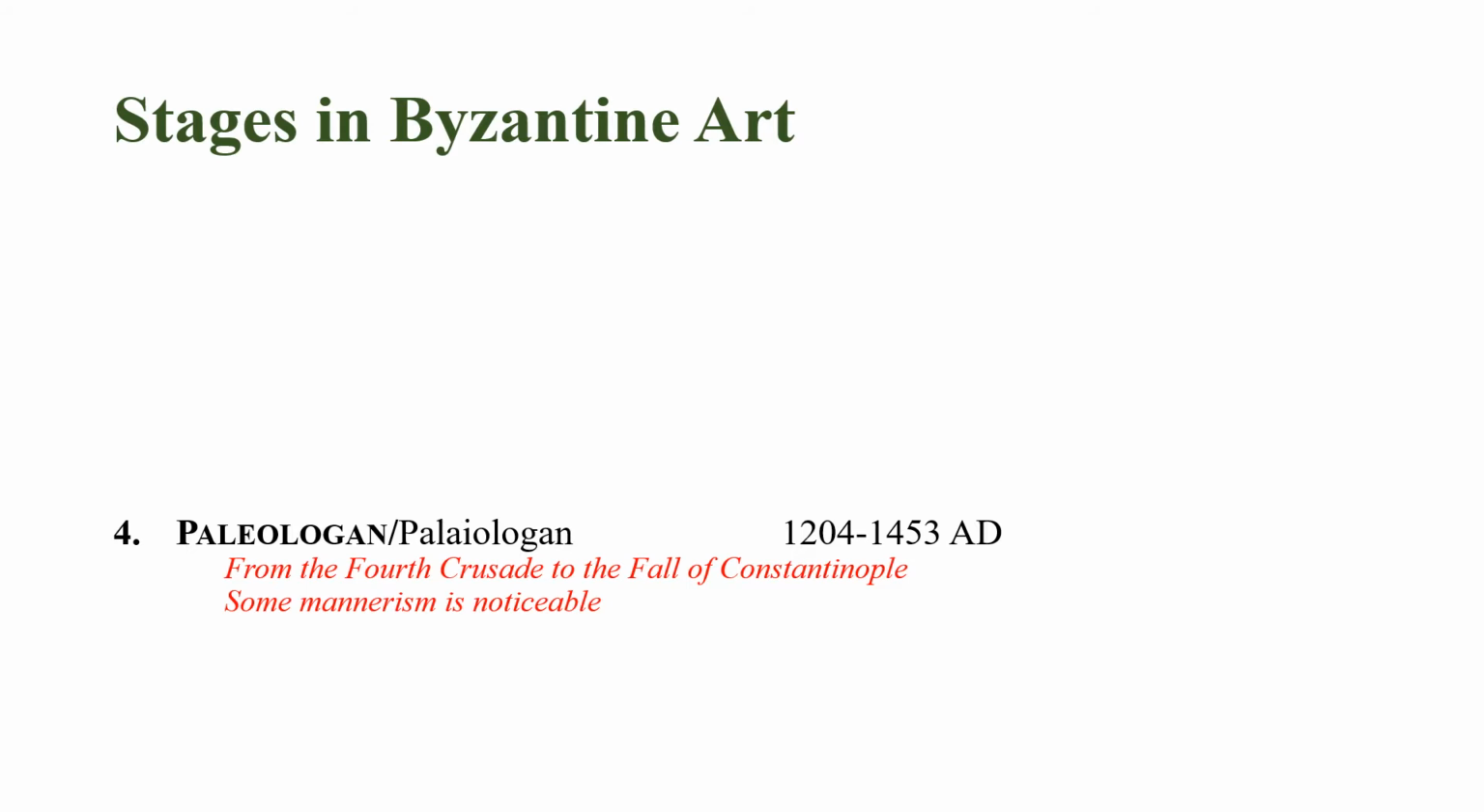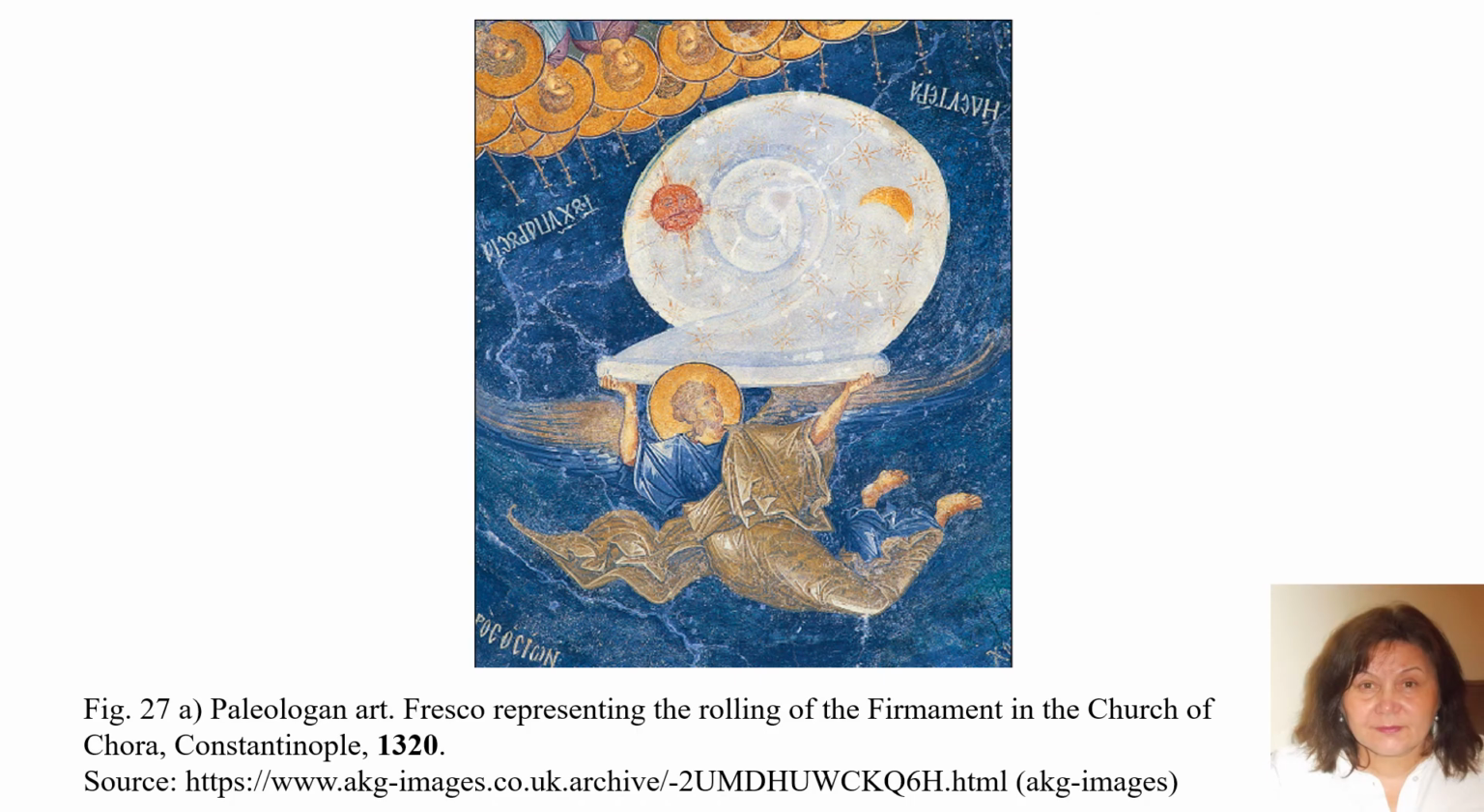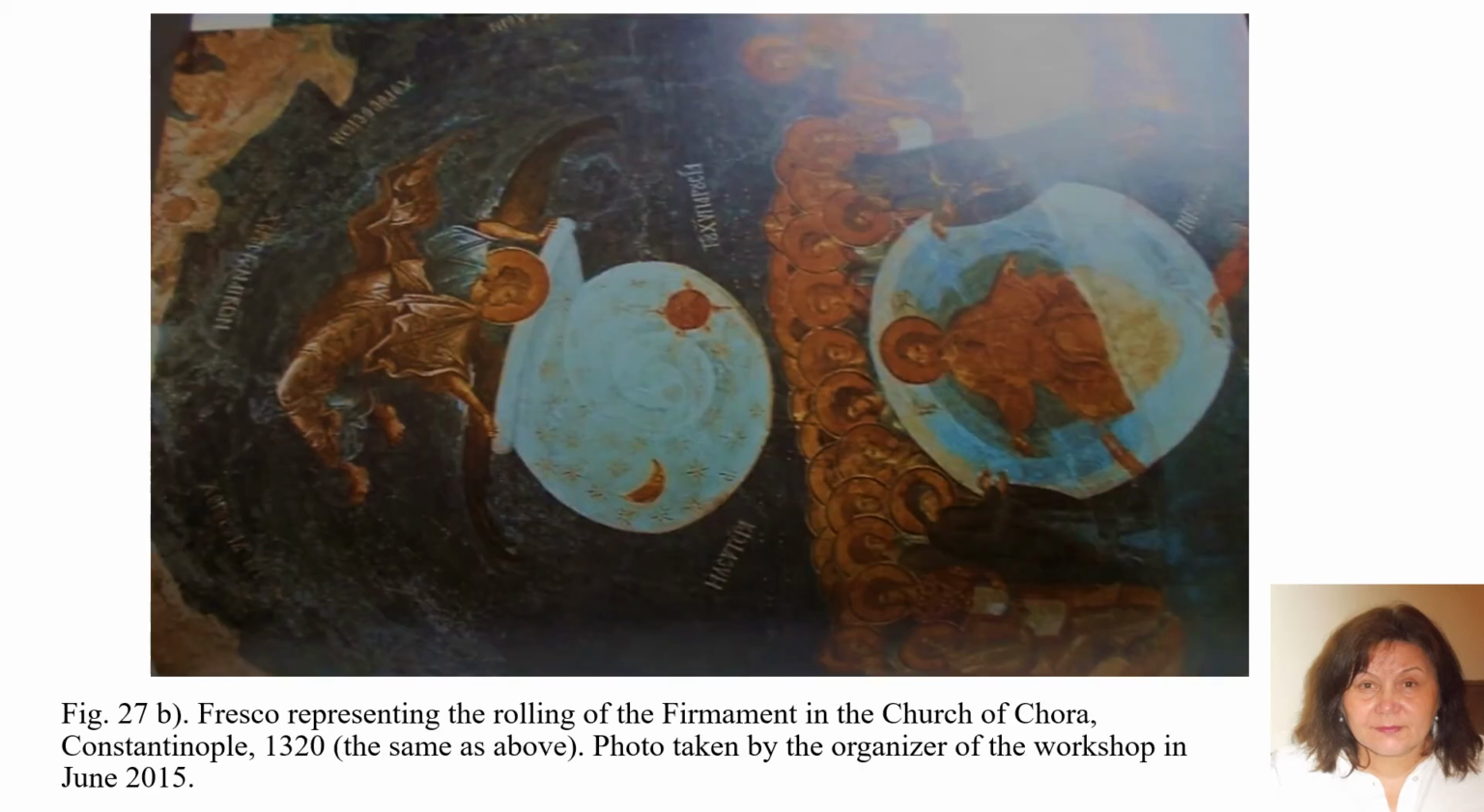The Paleologan art, 1204 to 1453, is characterized by a certain mannerism. If you see, the faces here are very calm, and there is nothing very passionate about any representation here. Nevertheless, another important feature is an eclectic osmosis between traditional Byzantine and Western European elements in art and architecture.